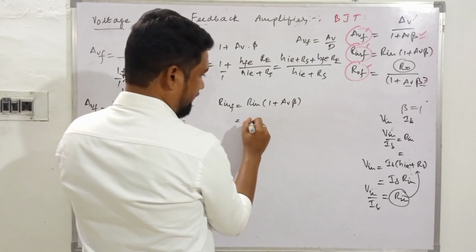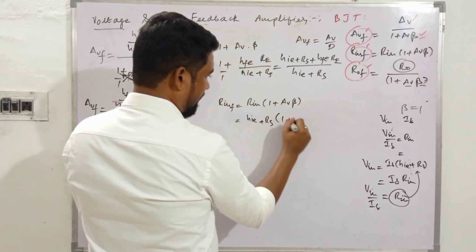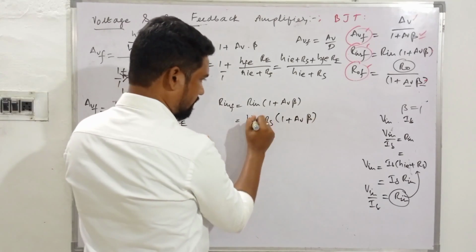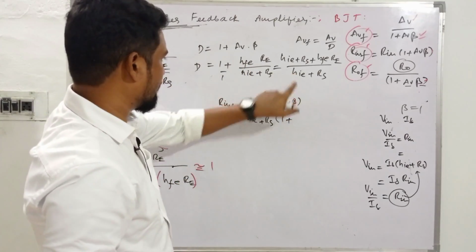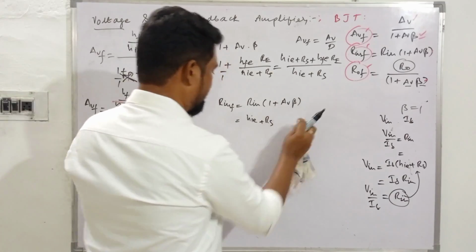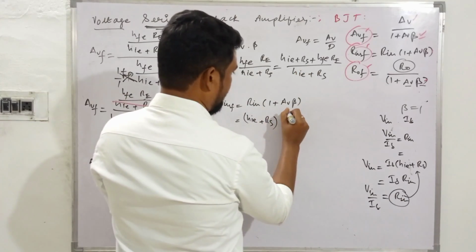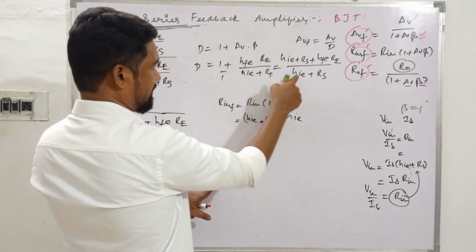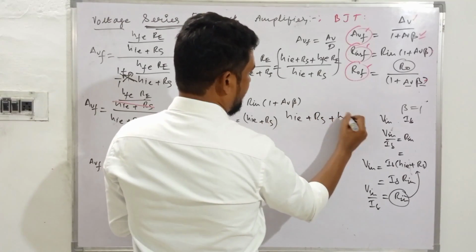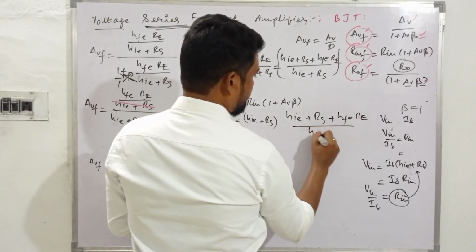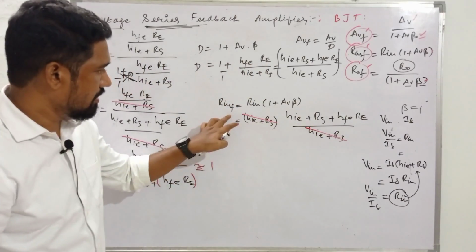So what do we have? Rin is HIE plus RS into 1 plus AV into beta. Beta is anyway unity, and AV is this one. Guys, we have that 1 plus AV beta, so to plug in directly, we make use of this result for 1 plus AV beta. Why compute that again? HIE plus RS plus HFE into RE upon HIE plus RS. So this gets cancelled, this gets cancelled, and this is the expression for input resistance with the feedback.